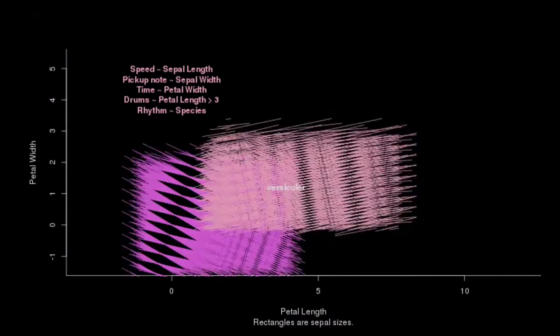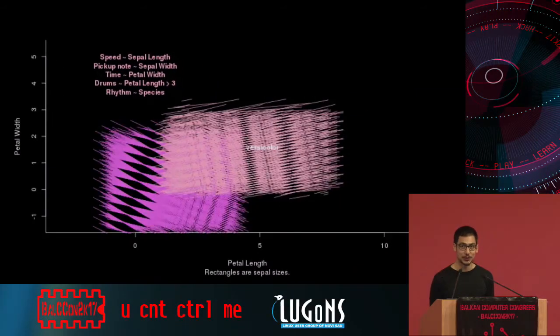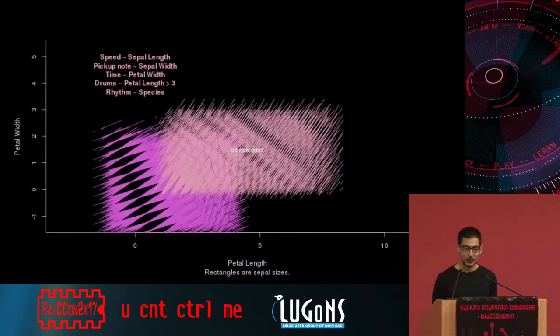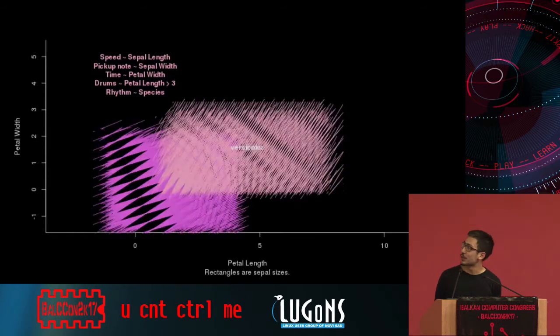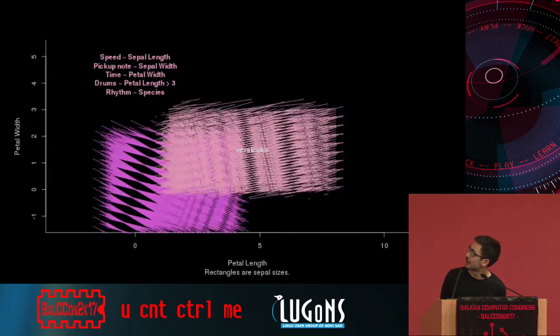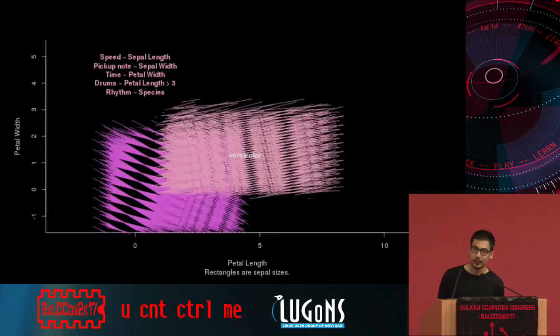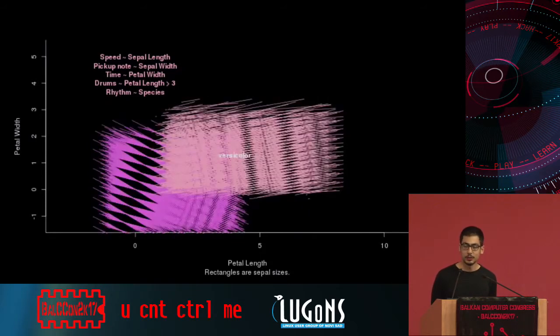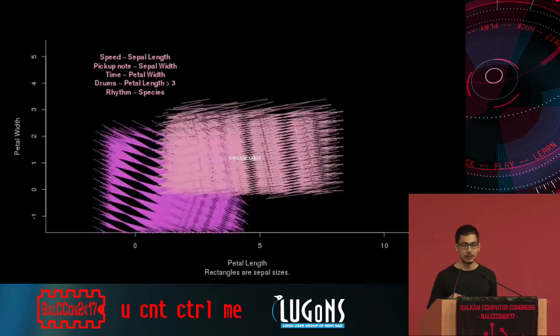This song is about iris flowers, the iris flower data set. The data set has the variables of the sepal length and the sepal width, the petal width and the petal length, and the species of flower. And then each record is a different particular flower that was observed.